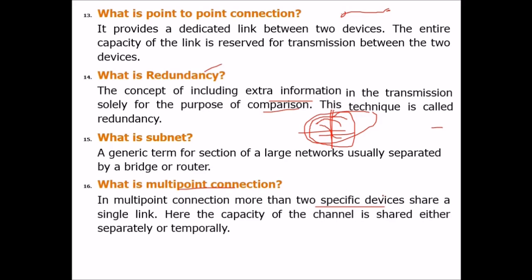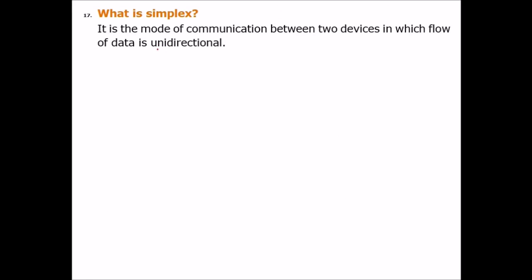Here, the capacity of the channel is shared either separately or temporarily. And in point-to-point, it was not there; it was just a single one. So, what is simplex? It is the mode of communication between two devices. There are two devices, and simplex means data can flow only in one direction. Only in one direction. This is simplex.